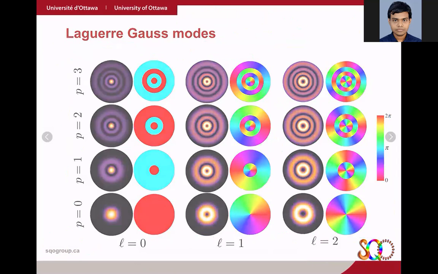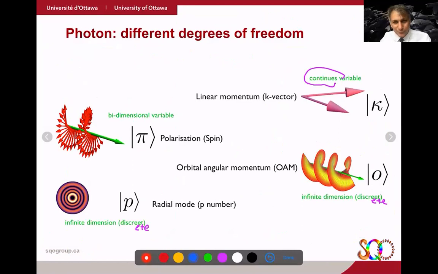Okay, apart from the typos, guys, my apologies, just forget the typos. So light has linear momentum, as we discussed, and linear momentum can be in any specific direction. So it's unbounded, essentially. It can have a vectorial nature, which is the polarization of light. We talked about that. It's bidimensional. It can only take two values.